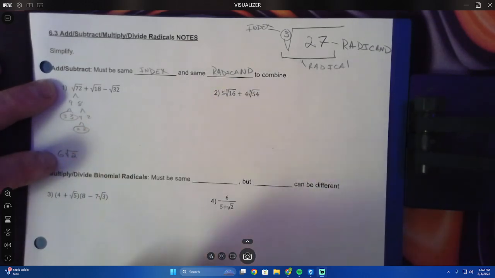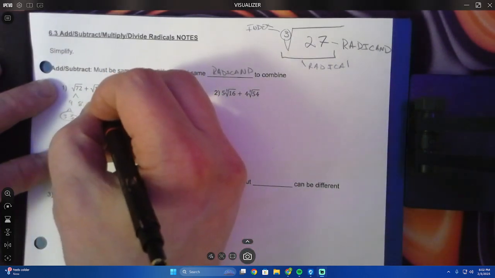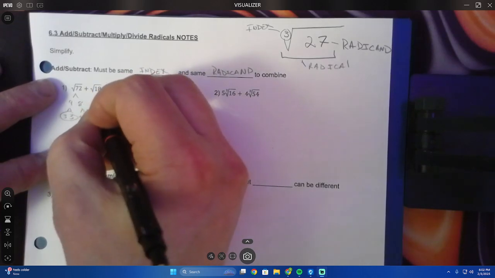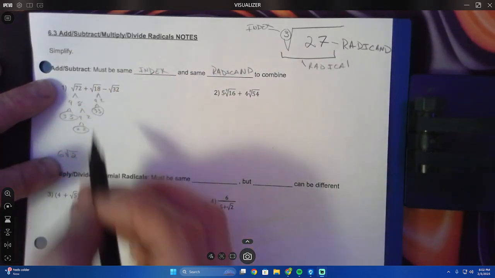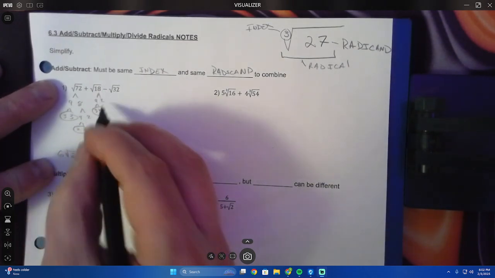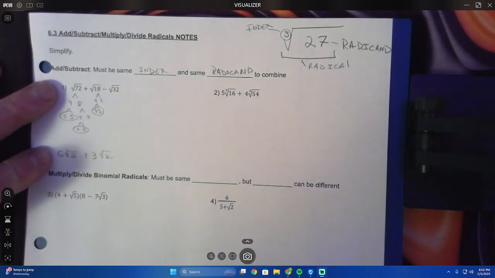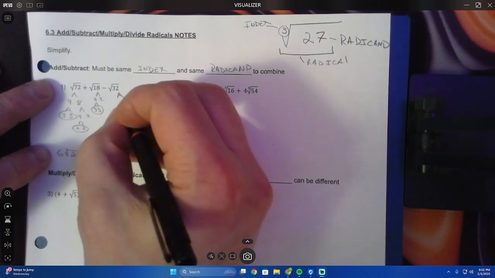Now I need to do that same thing here and see if I can get that same radicand. 18, its factors are 9 and 2. If I simplify that 9, I get 3. And look at that, I have that same radicand. So I can simplify square root of 18 to 3 root 2 and add that to my simplified square root of 72.